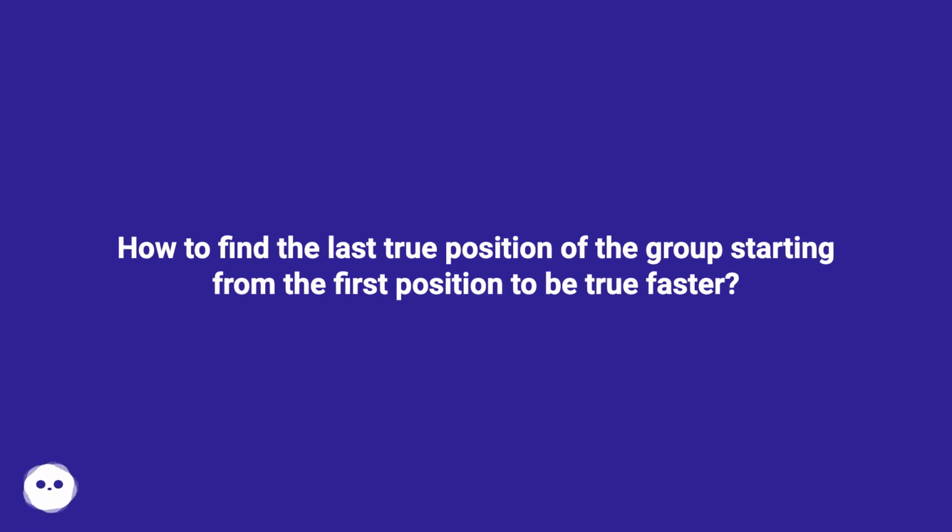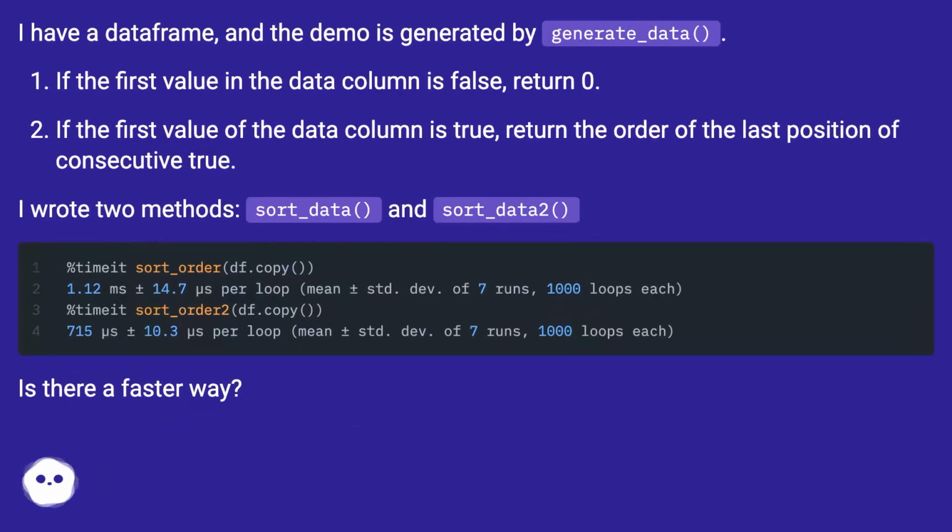How to find the last true position of the group starting from the first position to be true faster. I have a data frame, and the demo is generated by generate_data. If the first value in the data column is false, return 0. If the first value of the data column is true, return the order of the last position of consecutive true.